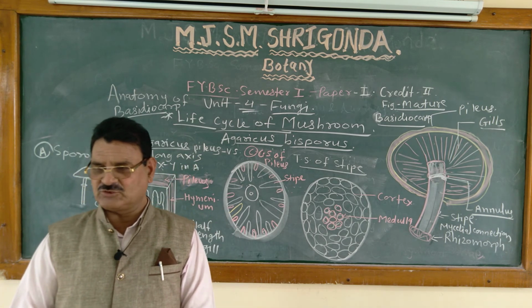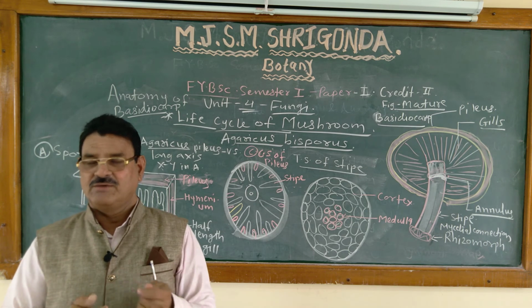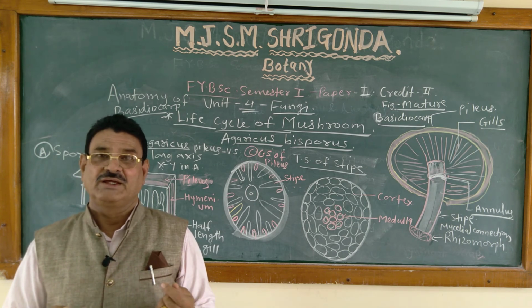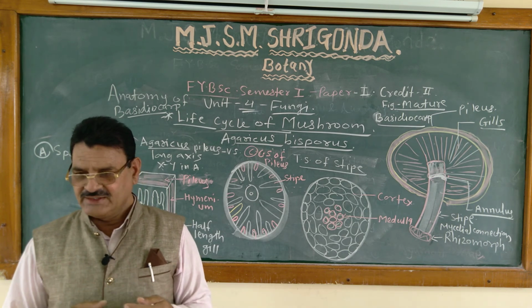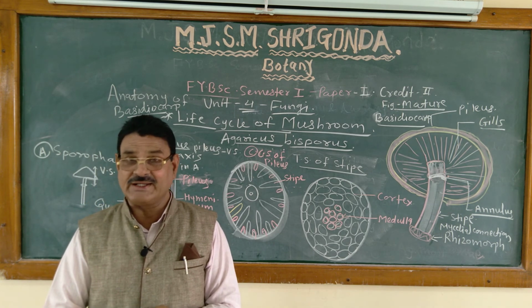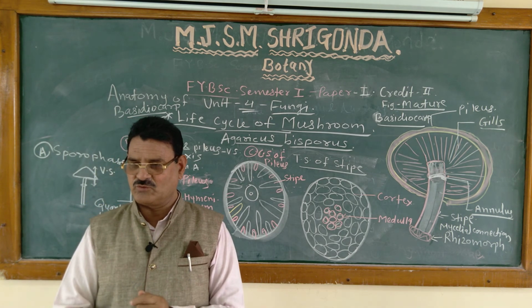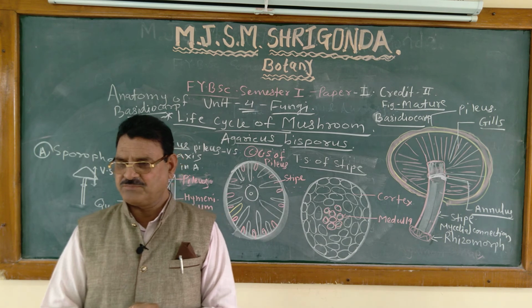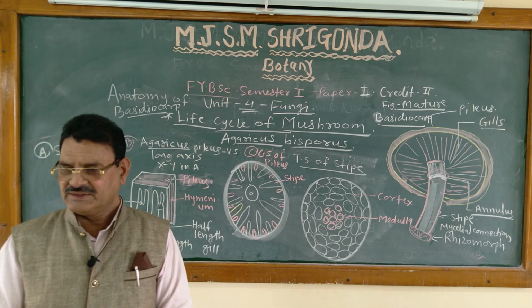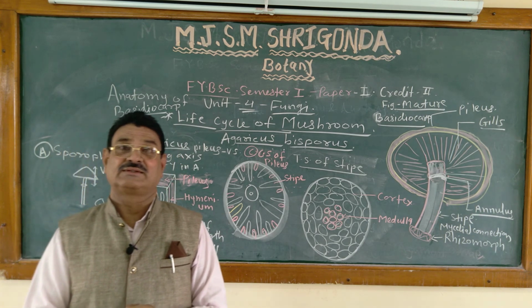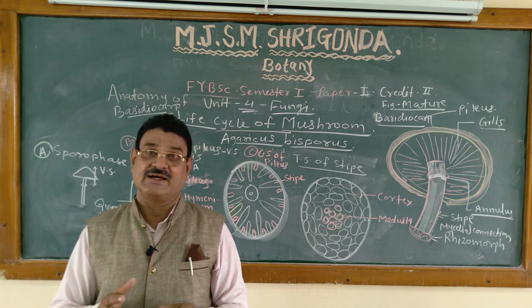At this stage, the basidiospores are shot away from the sterigmata. This Buller's drop is not only liquid but also gas, CO2. That is, it is made up of both liquid and gas. Hence, they are shot away.